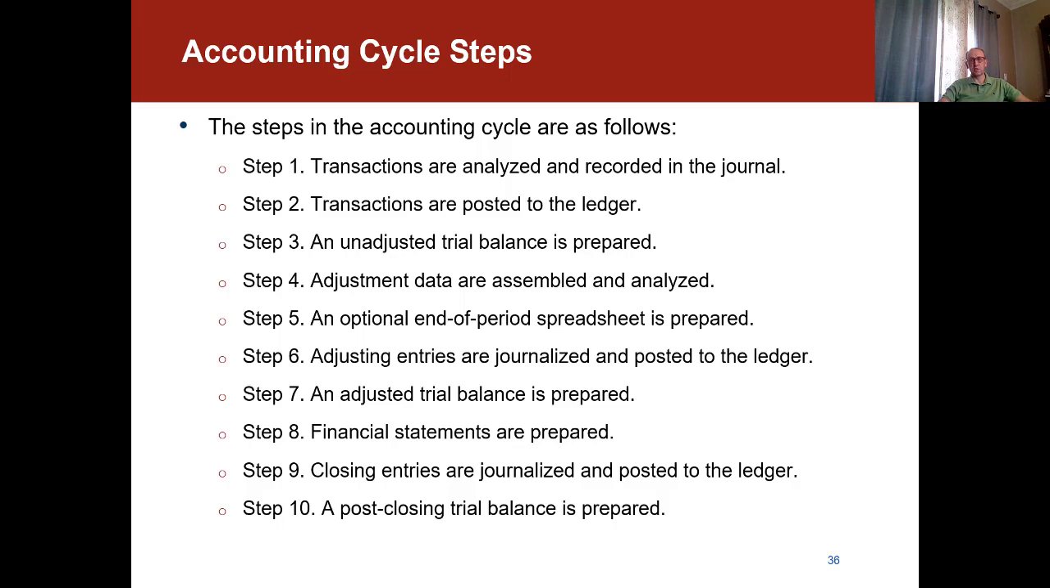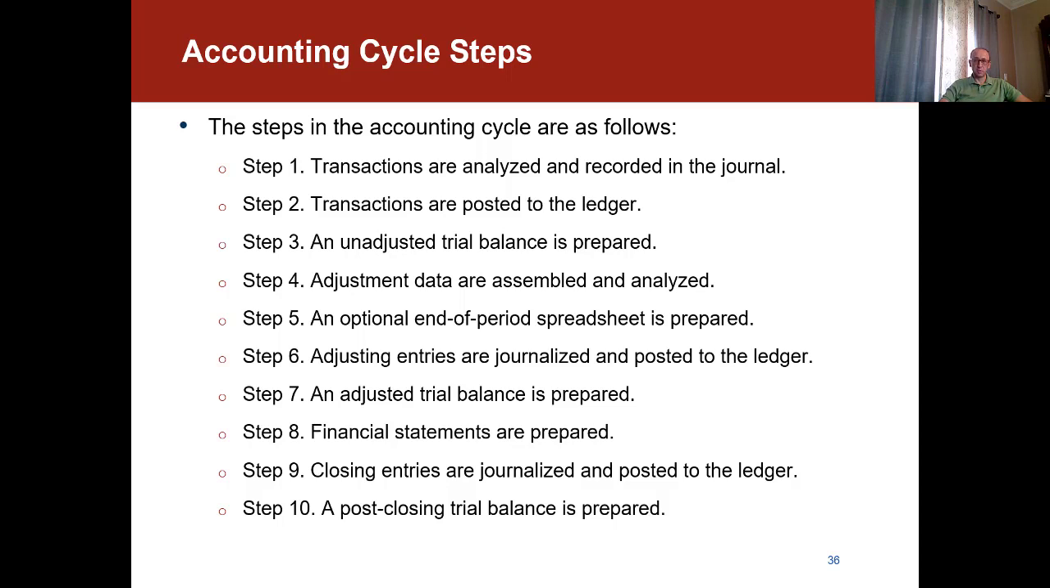The first step is transactions are analyzed and recorded in the journal. And then once this happens, we post to the ledger, and that's step number 2. In step number 3, we prepare the unadjusted trial balance. And then in step number 4, adjustment data are assembled and analyzed. Step number 5, which is optional, by the way, we didn't cover it in this course, even though we just discussed it briefly at the beginning of this chapter, is that an optional end of period spreadsheet is prepared. So basically like an Excel sheet can be prepared.